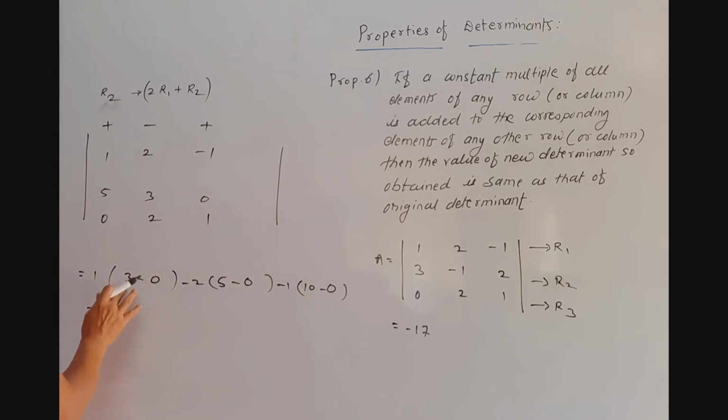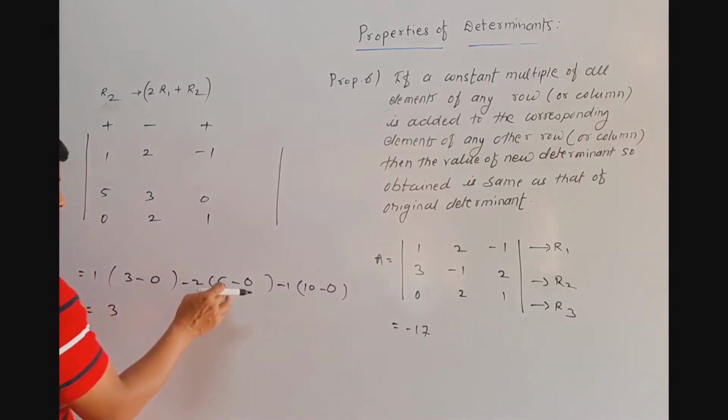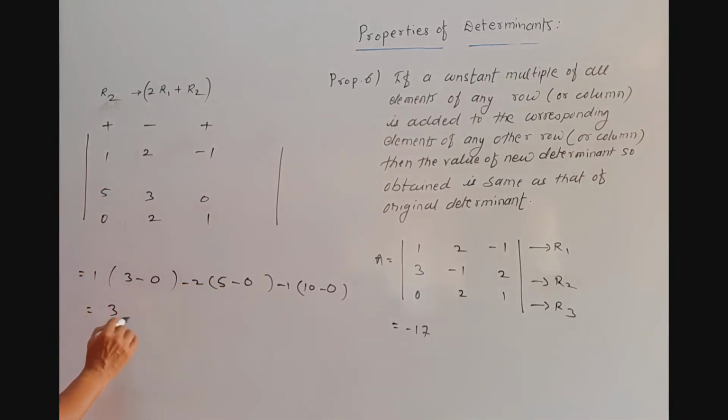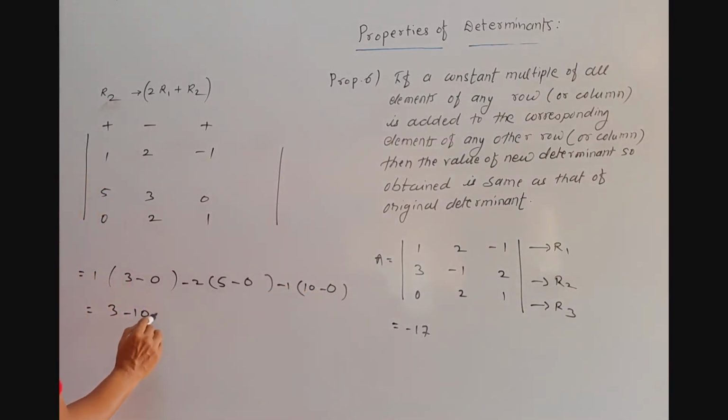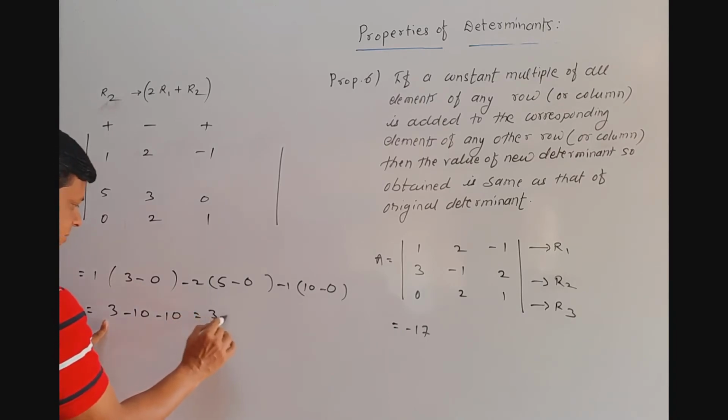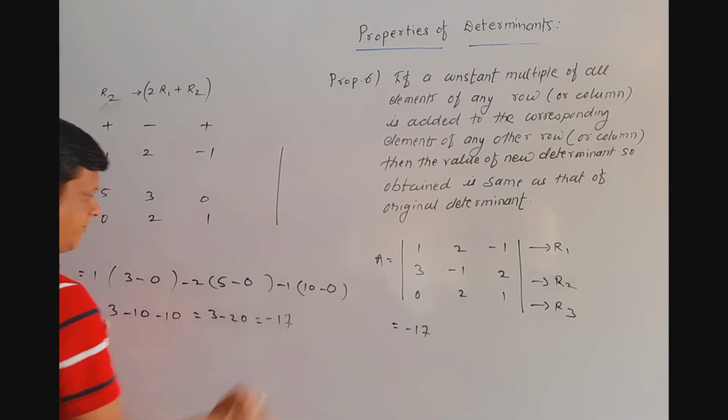So calculate this. 3 minus 0 is 3. 3 into 1 we write 3. 5 minus 0 we get 5. 5 into minus 2 we get minus 10. Then 10 minus 0 we get 10. And here 10 into minus 1 we get minus 10. So write here 3 minus 10 minus 10, that is 3 minus 20, which is equal to minus 17.